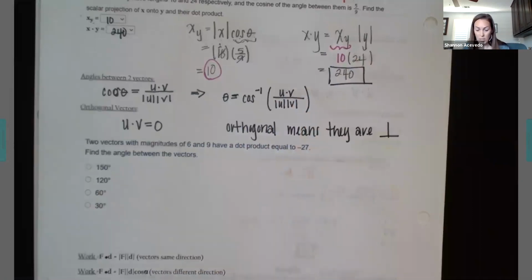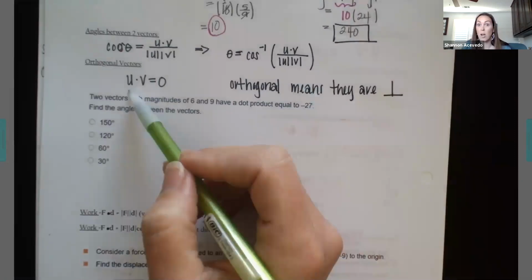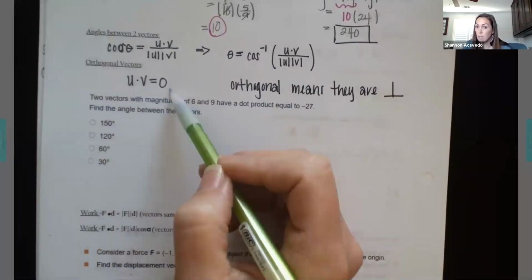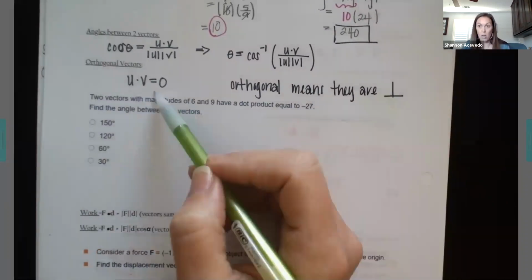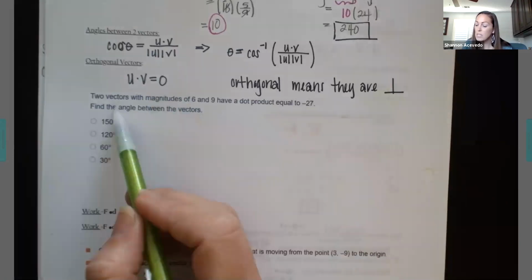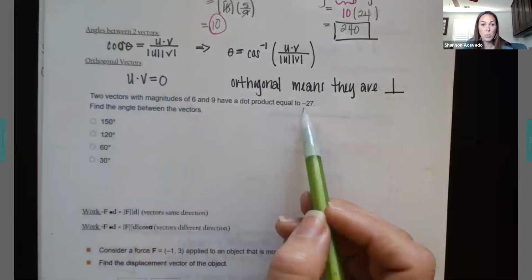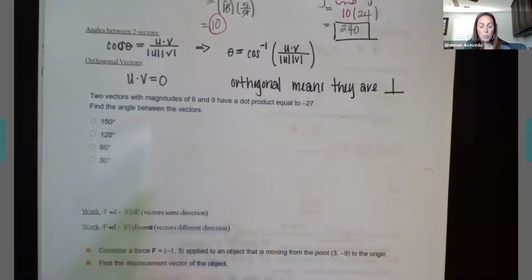All right, so let's look at this. You'll have several examples and it will just say like, are they orthogonal? Find the dot product. Again, if it's equal to 0, they are orthogonal. If it's anything else but 0, they are not orthogonal. They're not perpendicular. All right, so this one says, 2 vectors with magnitude 6 and 9 have a dot product equal to 27. Find the angle between them.